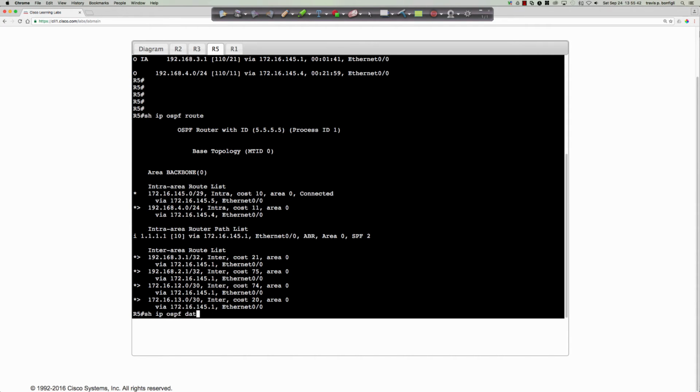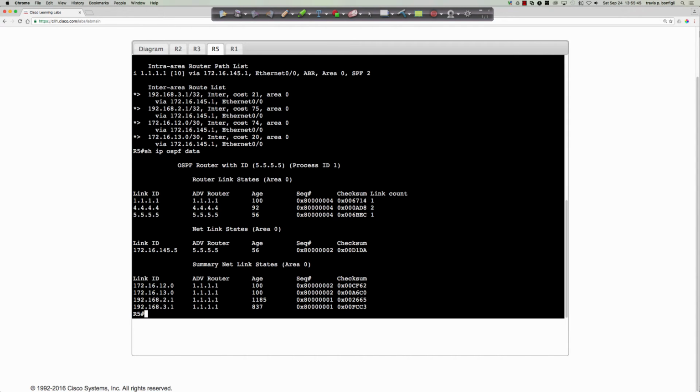Show IP OSPF database. And there they are. Here are my type 3 LSAs, the 12, the 13, the 2, and the 3. There's the 3, there's the 2, there's the 12, and there's the 13, right? So those 4 type 3 LSAs are right there, and that's why they show up in the link state database as type 3 as well.